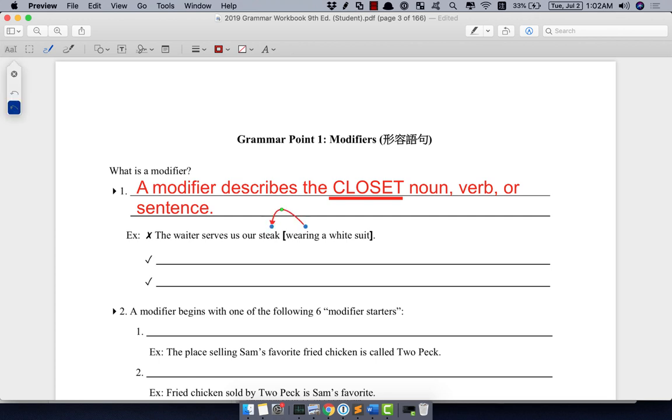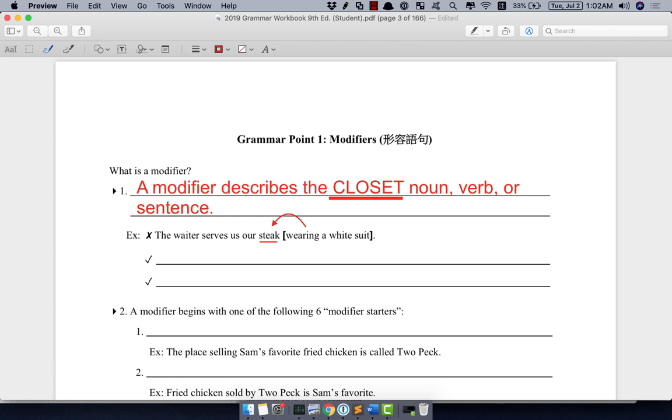And if you're not sure why this describes the steak, it's because the definition says the closest noun, verb, or sentence. The waiter here is not the closest. The word steak here is the closest. So according to how this sentence is written, wearing a white suit is describing the steak and not the waiter. Obviously this is wrong, because the steak should not be wearing a white suit. So how should you change the sentence to make it correct?